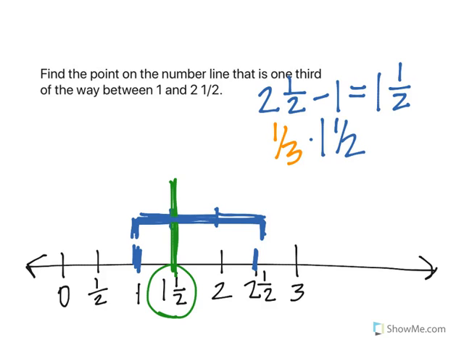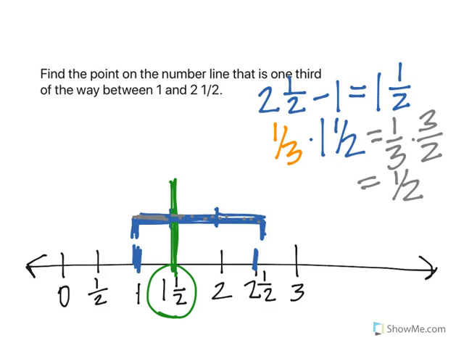And so that's really 1/3 times 3/2, which is 1/2. And so this 1/2, what that is saying is that's what 1/3 of that distance is. So this is 1/2, this is 1/2, this is 1/2.